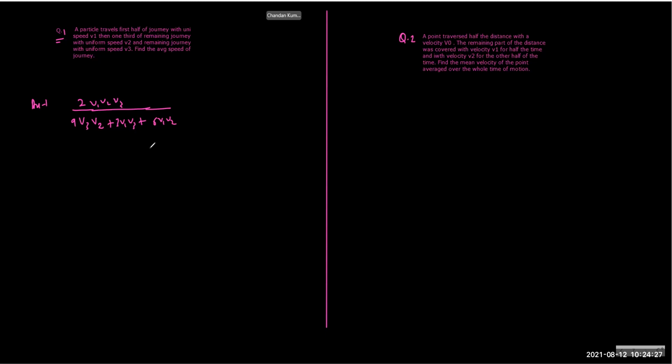Sir, no, I got a different answer. Okay, tell me the answer. Sir, it's 6 V1 V2 V3 divided by V1 V2 plus 3 V2 V3 plus 2 V3 V1. This seems to be the correct answer.